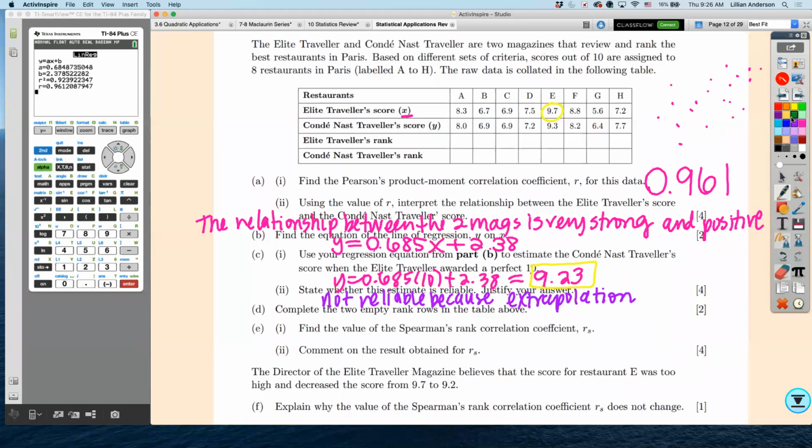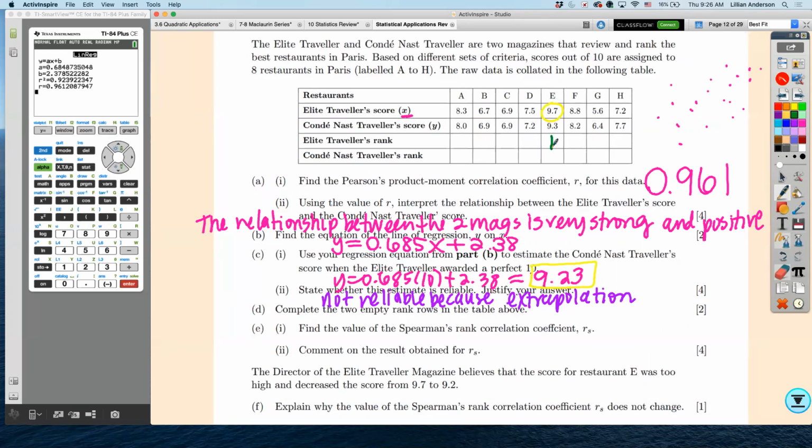In part D, I have to complete the 2 empty rank rows in the table above. You start with your largest, you go all the way down to your smallest. So on my X's, A through H, which one is the largest? Promise, not a trick question. Which X value is the largest? 9.7, so that gets a rank of 1.